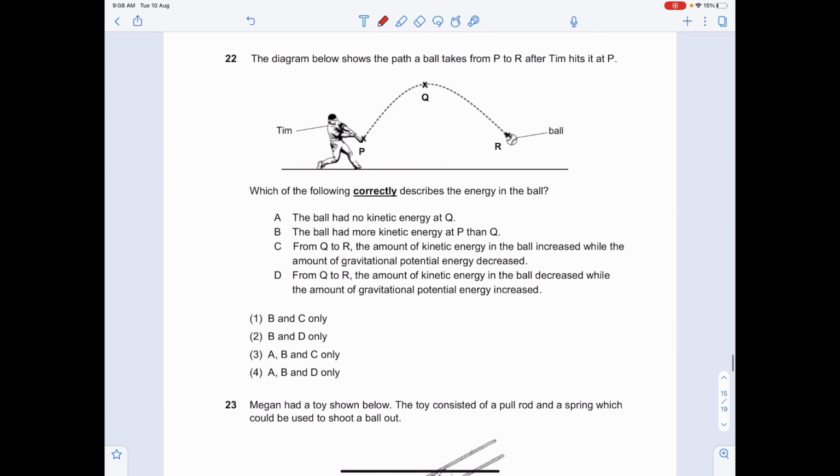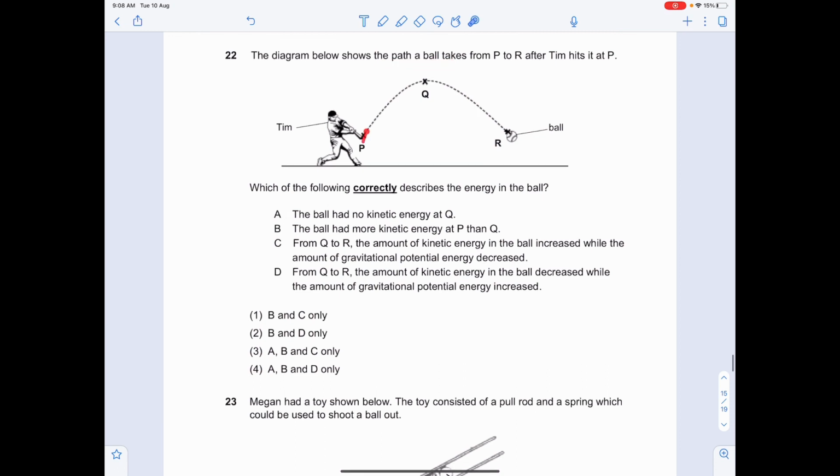Question 22. The diagram below shows the path a ball takes from P to R after Tim hits it at P. Which of the following correctly describes energy in the ball? In this case, you have to run through each and every single one. A, the ball had no kinetic energy at Q. That's wrong. Remember it's in constant motion, so definitely the ball is still moving. So this is wrong.